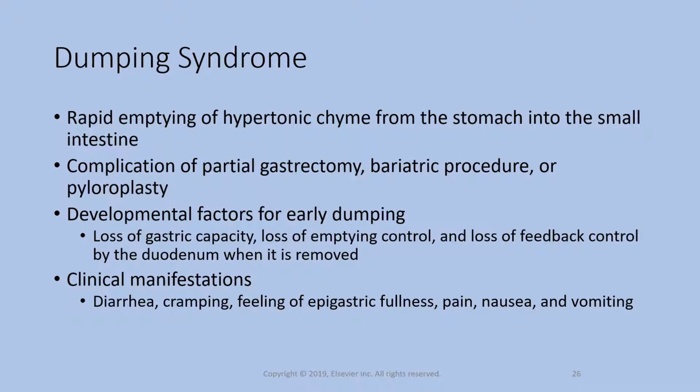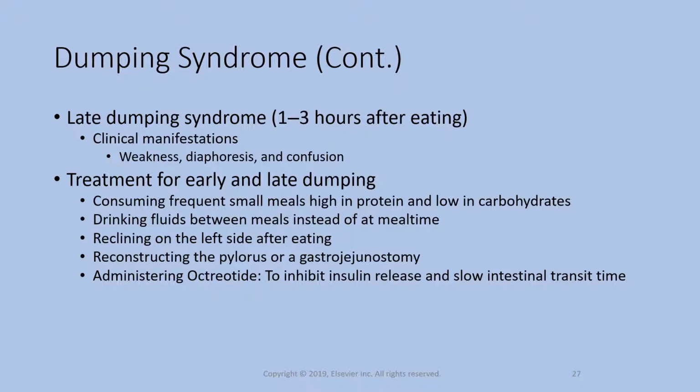Developmental factors for early dumping: loss of gastric capacity and loss of emptying control. Clinical manifestation is diarrhea, cramping, epigastric fullness, pain, and nausea, usually right after eating. Late dumping syndrome occurs 1 to 3 hours after eating, with weakness, diaphoresis, and confusion. Treatment for early and late dumping: consume frequent small amounts of a high-protein, low-carbohydrate diet between meals, and recline on the left side after eating. Octreotide is also very helpful to inhibit insulin release and slow intestinal transit.